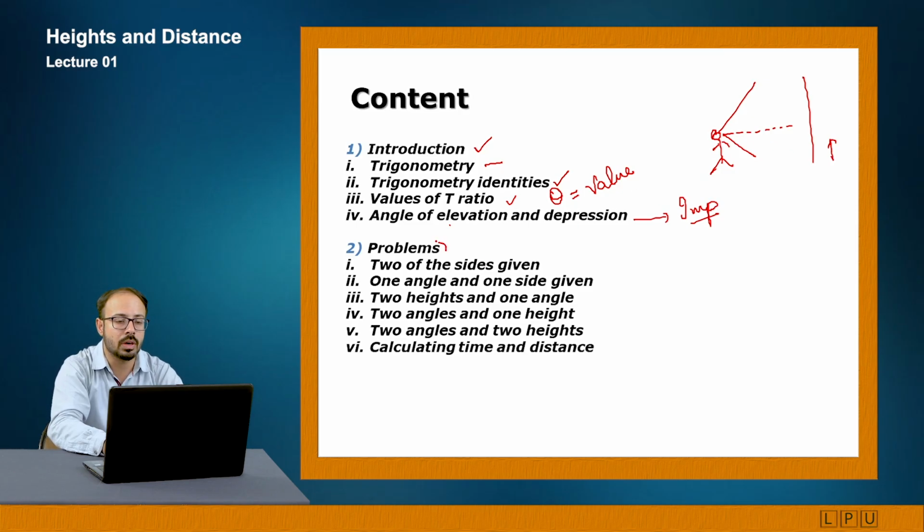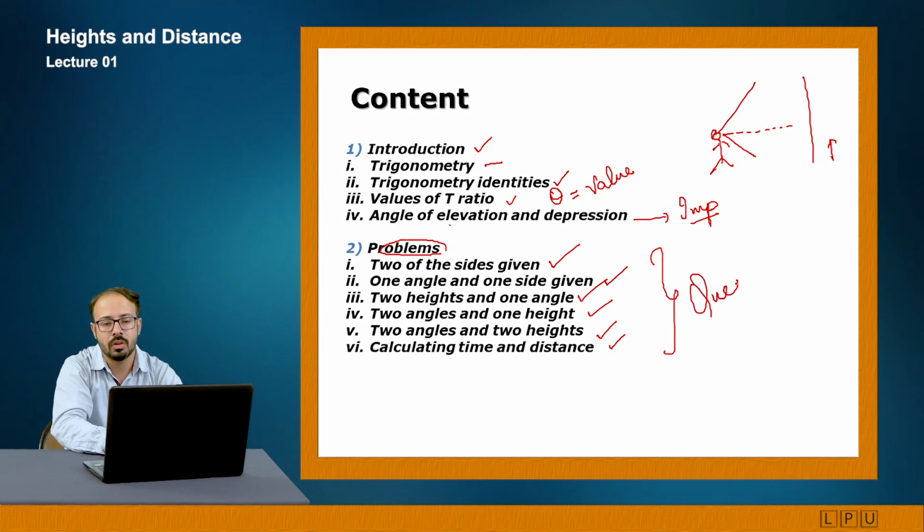Then most importantly, we'll cover the problems. Problems on the particular scenarios when two sides are given, when one angle and one side is given, when two heights and one angle are given. Secondly, two angles and one height, two angles and two heights, and calculating time and distance. These are the varieties of questions which companies ask, which the examiner used to ask from this unit. Done? So we'll go in this. Let's start with the topic.